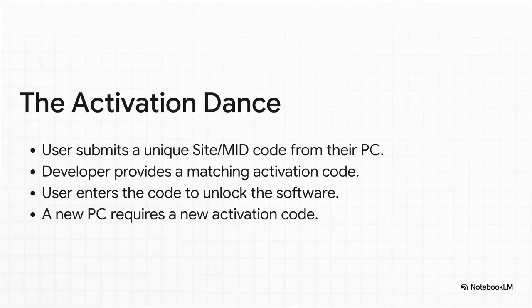And that fingerprint is what kicks off what I like to call the activation dance. When you first run the program, it creates that unique site code. You send this code to the software company. Then, on their end, they generate a matching activation code, and that's the key that only works with your computer-specific fingerprint. You pop it in, and boom, the software unlocks. But if you try to install that same software on a friend's computer, it'll generate a totally different site code, and your old key just won't work.